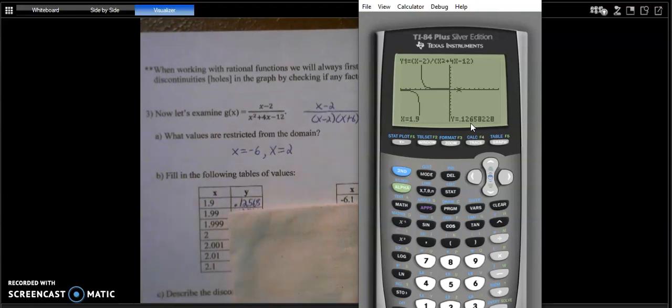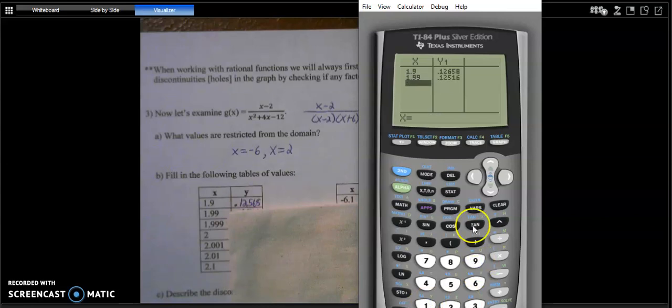And then I could put in 1.99 and then press enter. And that'll give me the next value in the table, and I can do it that way. The other way you can do it is you can go to second table set, and then you can scroll down to independent. That means your x variable. Highlight that. And then when you go to the table, second graph, you can enter whatever you want in. So 1.9, and then 1.99, and so on.